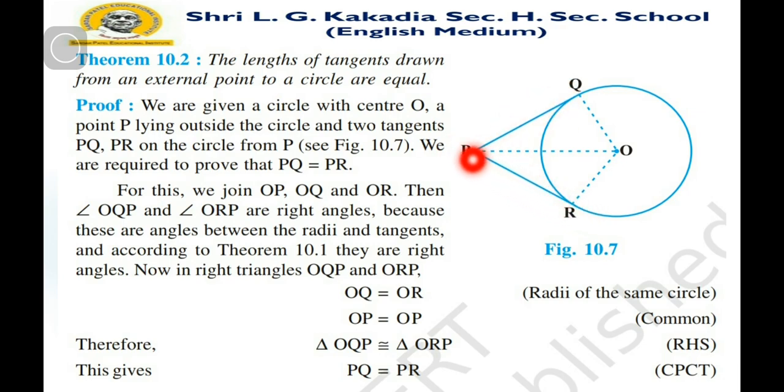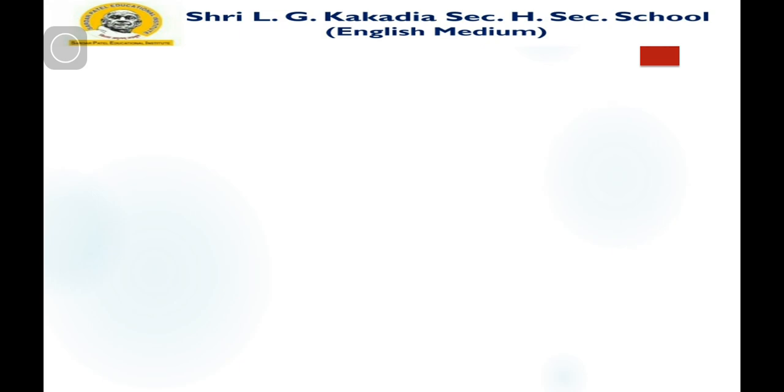So first we have to prove that triangles PQO and PRO are congruent. Let's prove this. We are given a circle with center O, a point P lying outside the circle, and two tangents PQ and PR to the circle from P. We are required to prove that PQ is equal to PR. For this we join OP, OQ and OR.